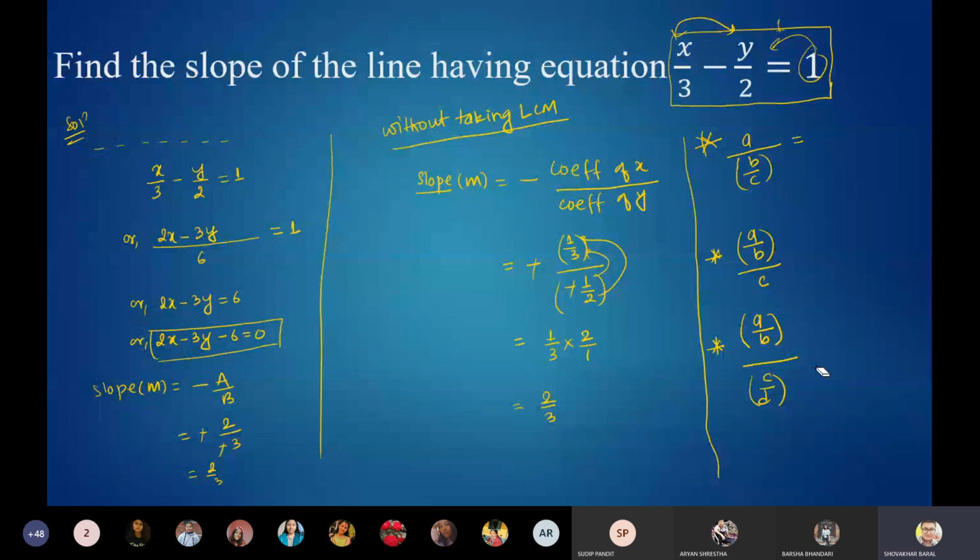A divided by B upon C divided by D. So tell me, it will be AC upon B. How? A multiply. Here, in lower classes, you have read in this way. A upon B upon C is actually A divided by B upon C.